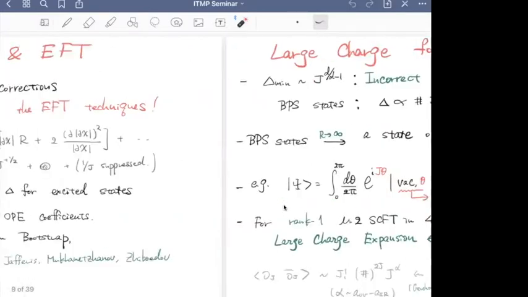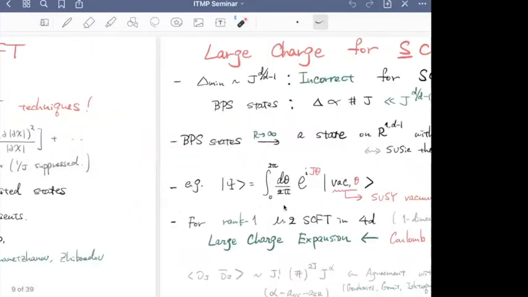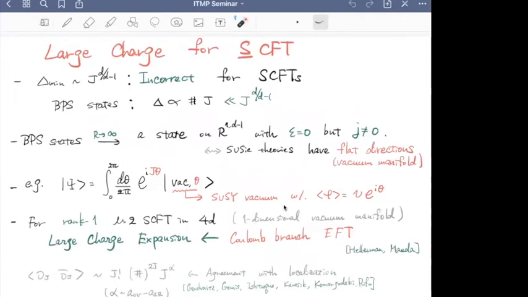And this also suggests that in the case of superconformal field theory, the large charge effective field theory that I discussed in the previous slide is now replaced by the effective field theory describing this flat direction, which in the case of N=2 superconformal field theory is the Coulomb branch effective field theory. In fact, people did a computation in this paper, and they showed that for rank 1 N=2 superconformal field theory in 4 dimensions, for which there is only a 1-dimensional vacuum manifold, you can reproduce the large charge expansion, which you can, for example, compute from localization, by writing down the Coulomb branch effective field theory.